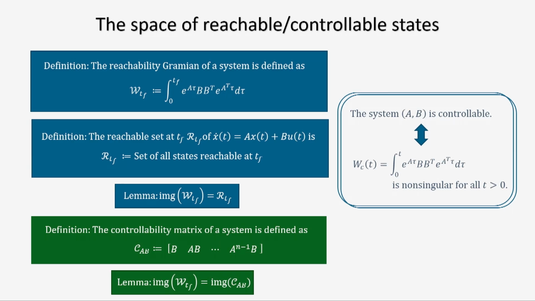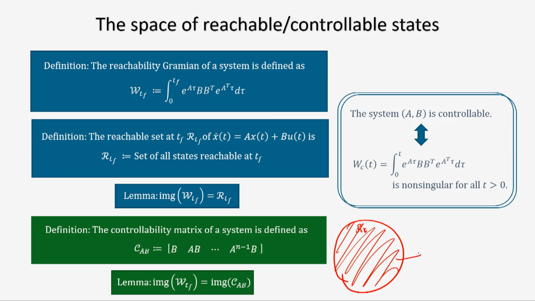So, what we are saying then is that, first of all, what is the set of reachable states? This is the set of reachable states. Okay, and the same set can also be represented by the image of W T f. So, basically you take any point here, that can be written as a linear combination of the columns of the controllability Gramian.